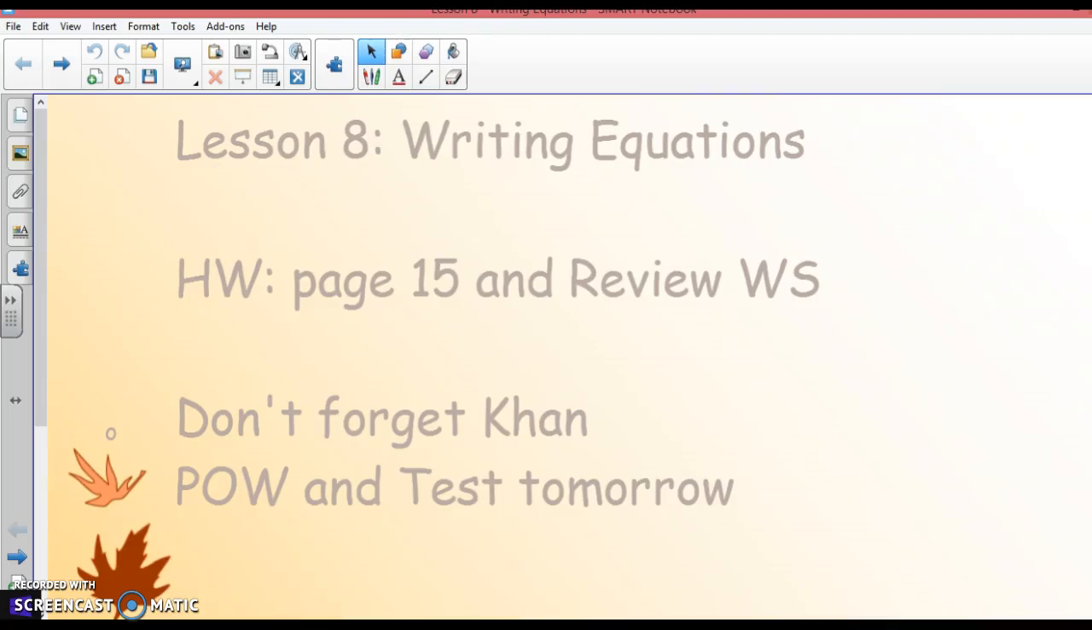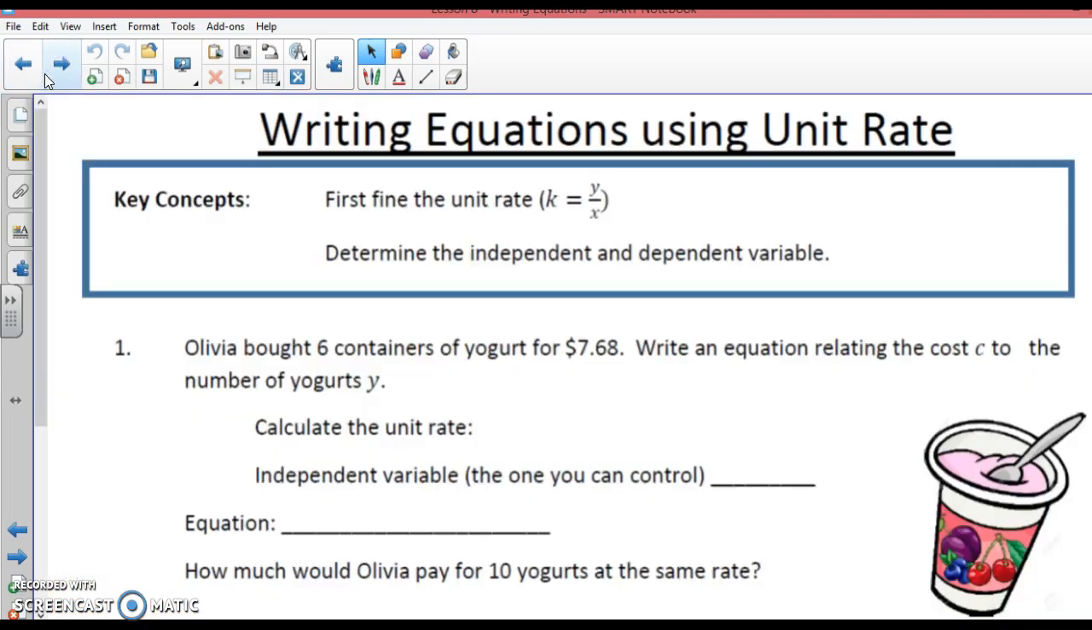All right, today's lesson is writing equations of proportional relationships. I'm not going to give it a number, I'm just going to call it that. All right, writing equations using unit rate. Now, we have been working on this for multiple days.